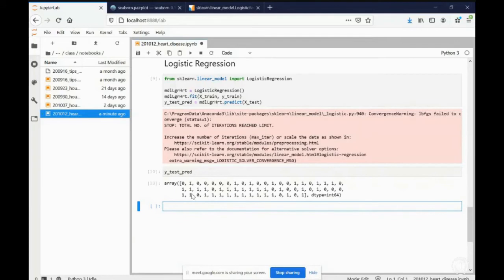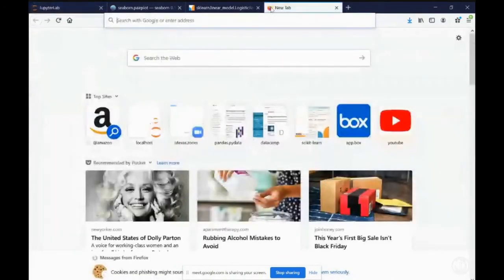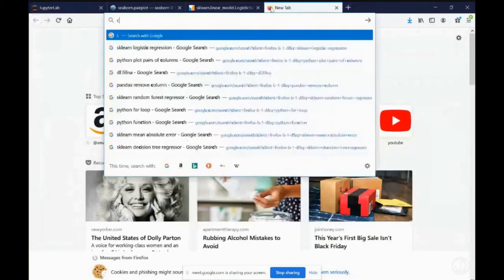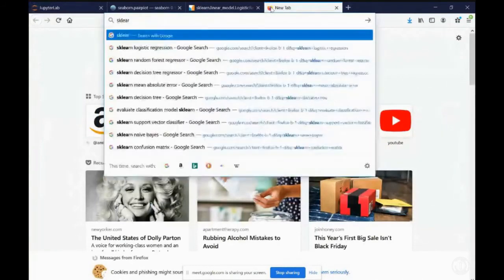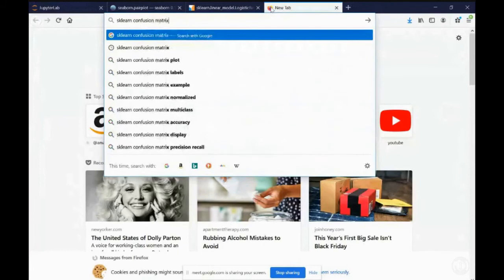So there is another way to do that. In this classification space, it is known as a confusion matrix. Okay, so this is a new term. Let's look at sklearn confusion matrix.